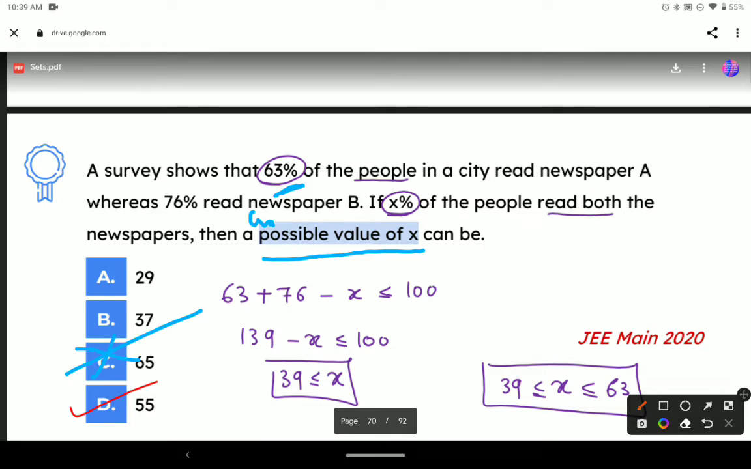See, 63% read newspaper A, whereas 76% read newspaper B, and A intersection B is x, with 139 minus x less than or equal to 100%, right? That means the minimum value is 39. So here the range is 39 to 63. So 55 is present. The option 29 is below 39, so it is not accepted. 37 is also below 39, so it is also ruled out. So the correct answer comes out to be 55. No need to check further because this is the only option which is remaining. Okay.